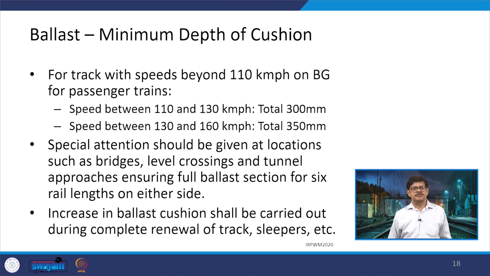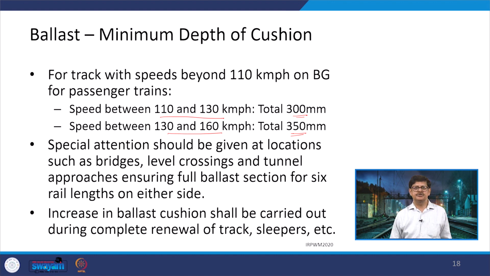Then for tracks with speeds beyond 110 kilometers per hour on broad gauge for passenger trains, if the speed is between 110 and 130 kilometers per hour, then it is 300 mm. If the speed is more than that and goes up to 160 kilometers per hour, then it is 350 mm. So, this is the value which is to be provided.